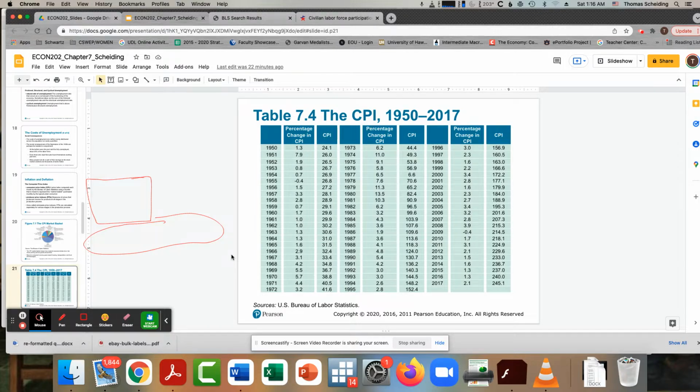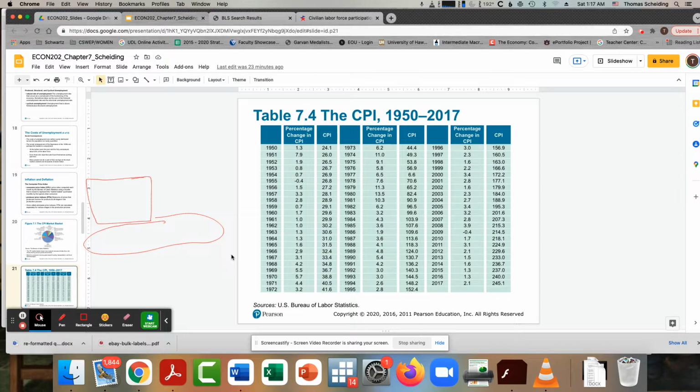The I in CPI stands for index, and what that's telling us is how much things cost in a base year, and then we index it to other years.